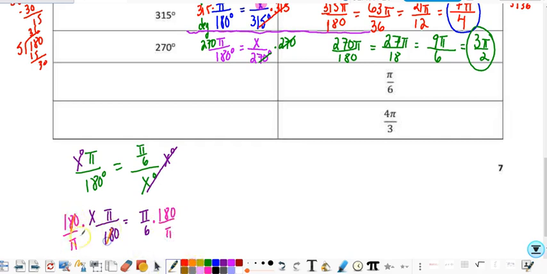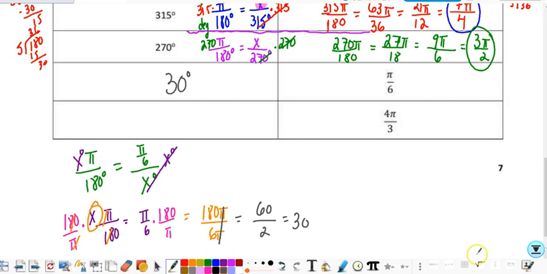So 180 divides to 1, pi divides to 1, so I'm left with x. And on this side, that's 180 pi over 6 pi. The pi's divide. They go away. That simplifies to 1. So I'm left with 180 over 6, which 180 and 6 can both divide by 3. Let's divide these by 3 and go to 60 over 2, which is 30. So this is 30 degrees.